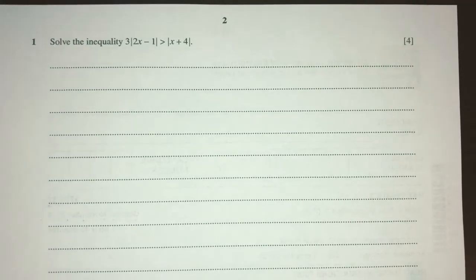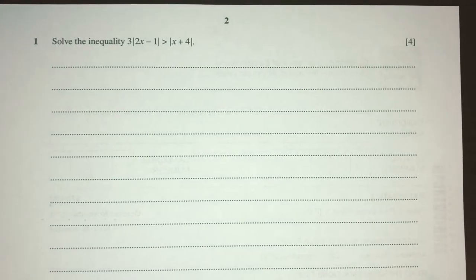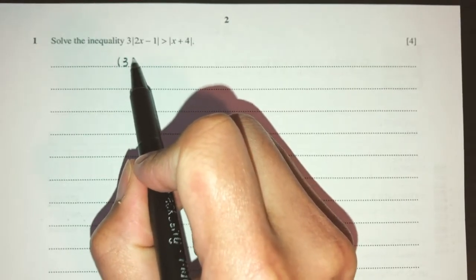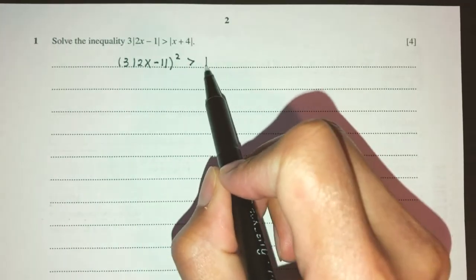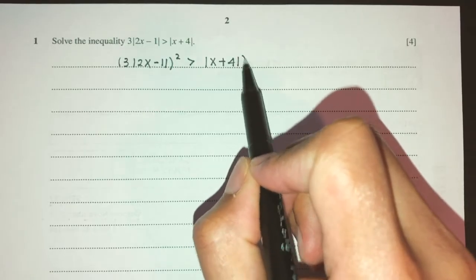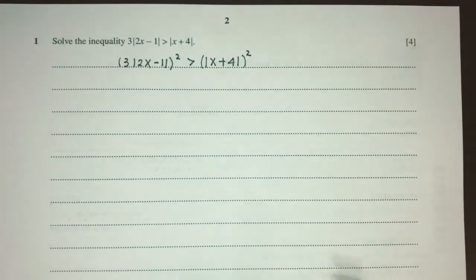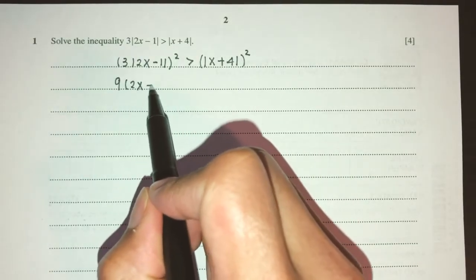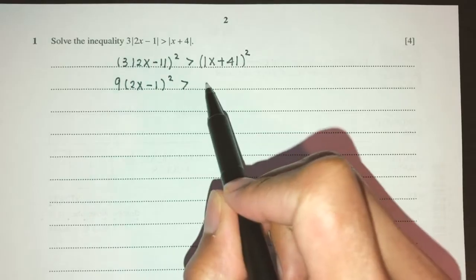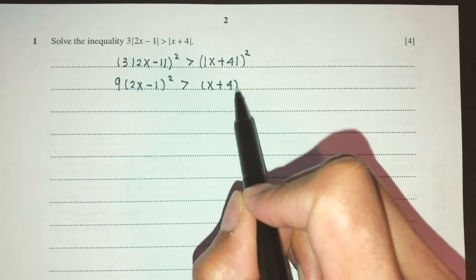So here we have to solve the equation, basically find the values of x. The first thing you see is that we have modulus on both sides. Whenever you see that, the first reaction we have to have is to square both sides. So we square both sides. Minus 1 square is more than x plus 4 square. When you square both sides, the modulus will be eliminated. Okay, you will have 9 and you will have 2x minus 1 square more than x plus 4 square.